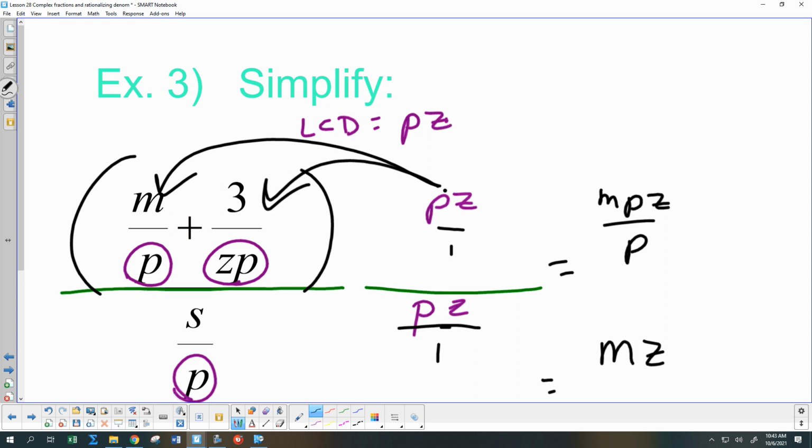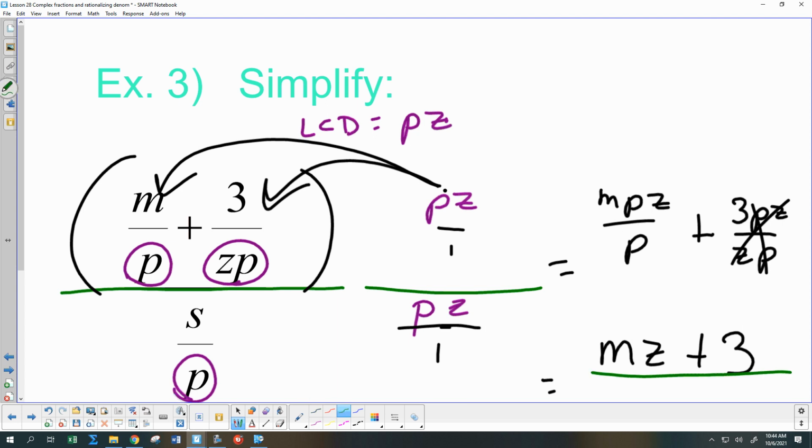This one, I could write it if I wanted to from the distributing, 3PZ over ZP, and the P's cancel and the Z's cancel, and I just have 3. But normally I don't write this part at all. I just say PZ times 3 over ZP, the P and the Z cancel, I still have the 3. And that's my numerator.